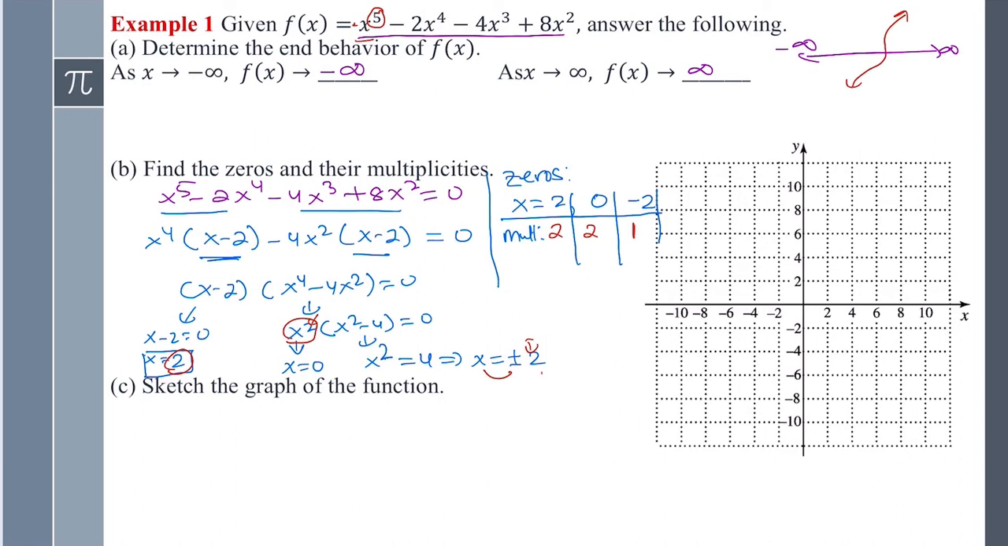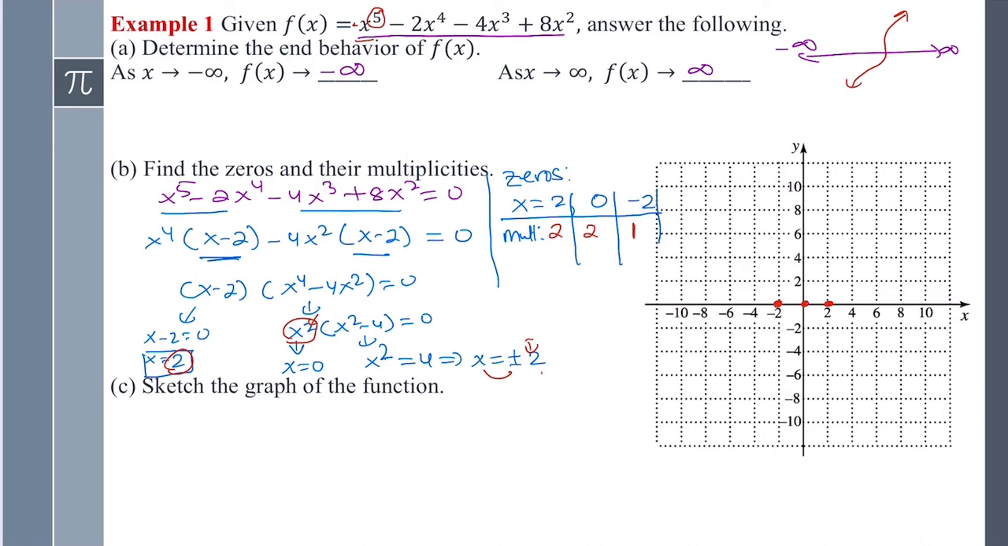Okay. Now we are going to graph the function. First we are going to put the zeros into the graph. The zeros are 2, 0, and -2. So -2 right here, 0 right here, and 2 right here. These are the zeros, or the x-intercepts.